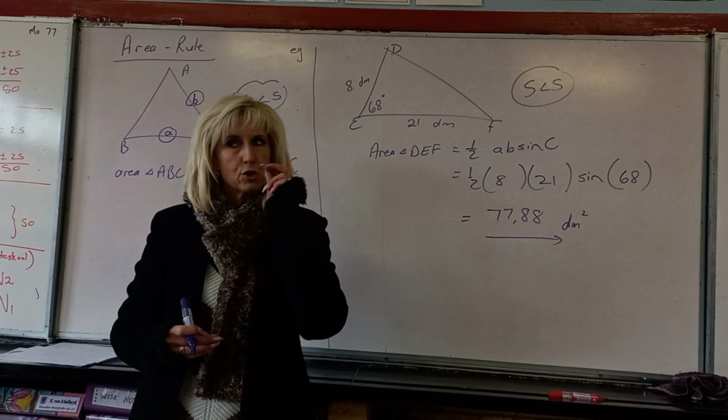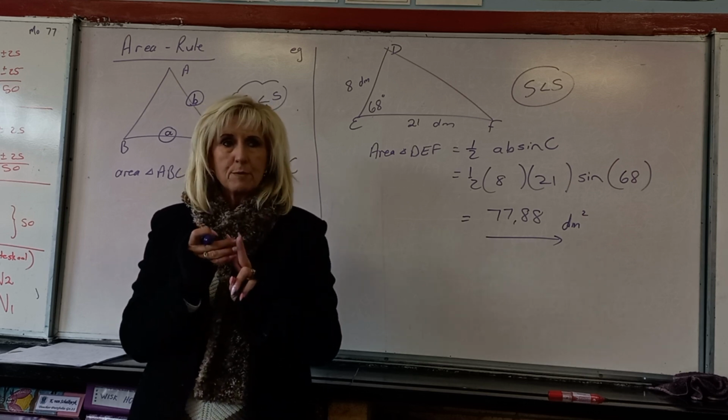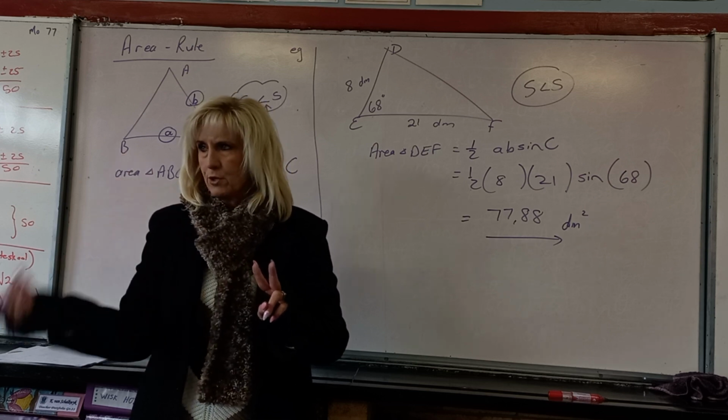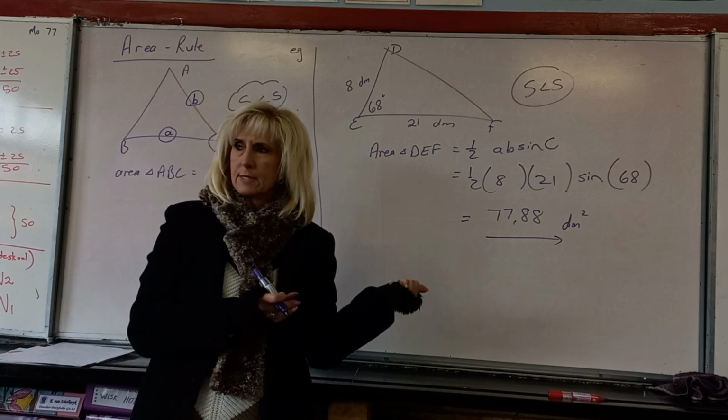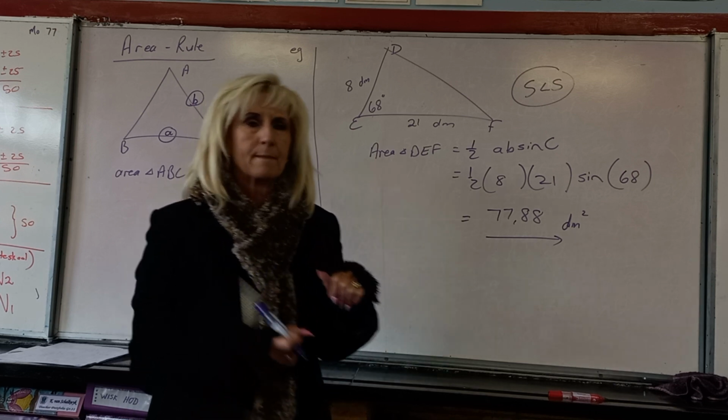But now remember, you've got 2 formulas now. Half base times perpendicular height, you can still use if possible. And if not possible, this is now the new formula. Right. This one.